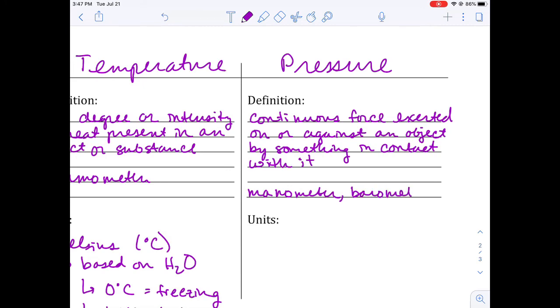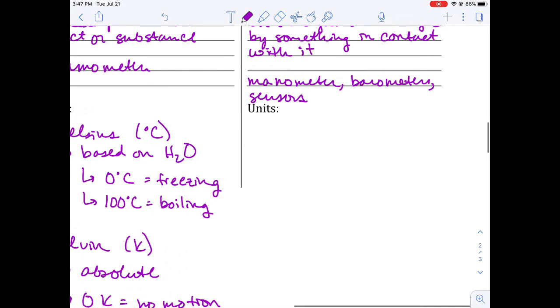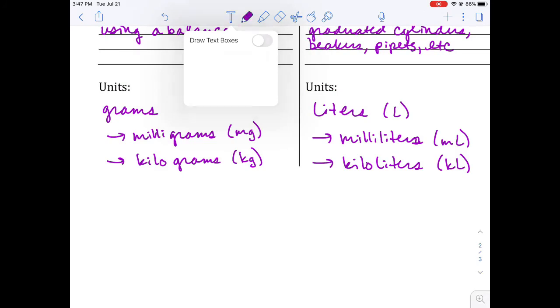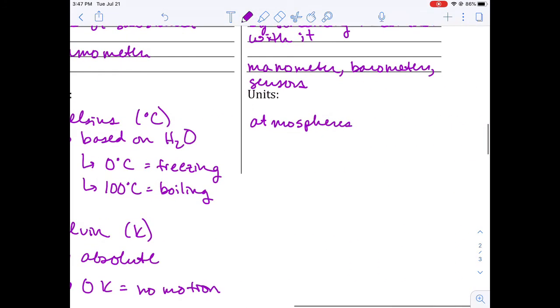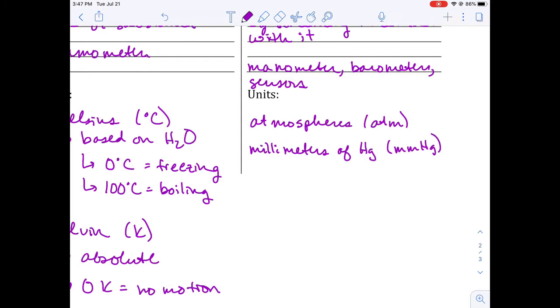We can use multiple things to measure pressure. We can use things called manometers or barometers. In this class, we're just going to use digital sensors. There are lots of units for pressure. The first is atmospheres, or ATM. The next one is millimeters of mercury, or mmHg. And then the last common one is called torr.